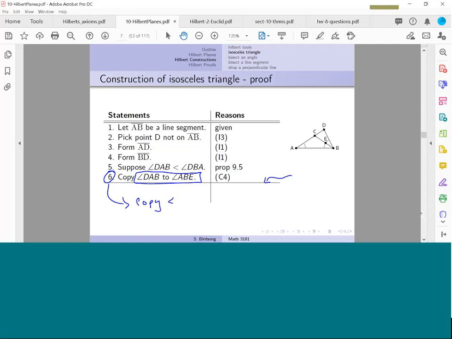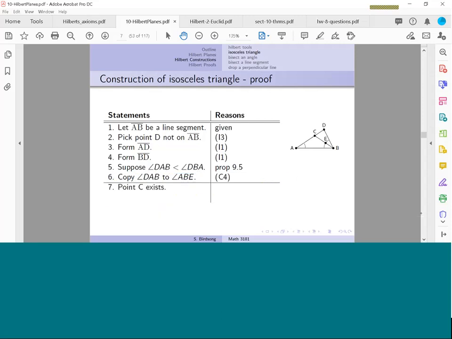So copy angle DAB to the ray BA, and then you'd say something like such that angle DAB, or angle A, is congruent to the angle ABE. That's actually the most proper way to do it. And probably that's why I forgot to put in the clarification step that angle A is the same as, or congruent to, its copied version.